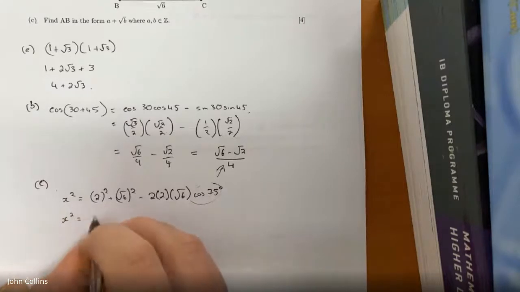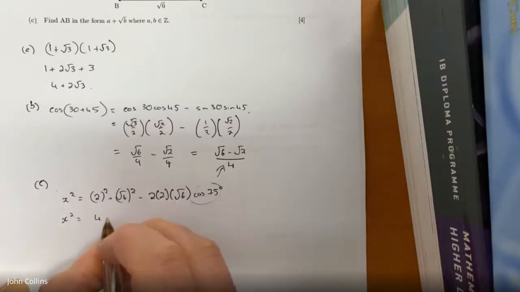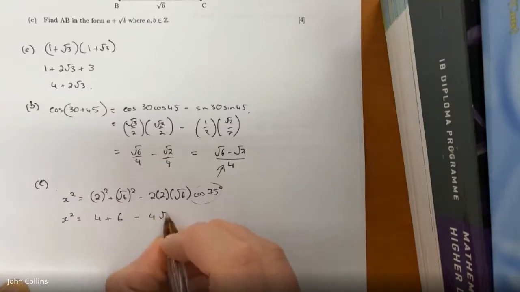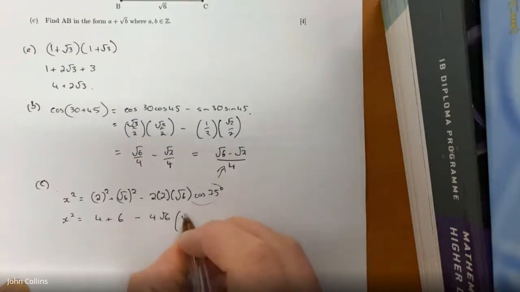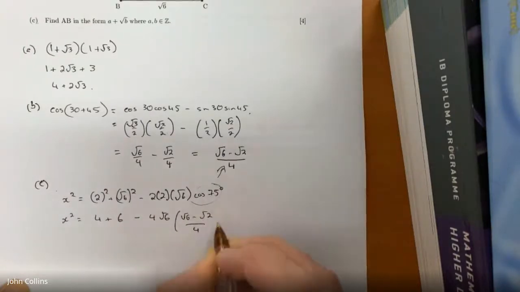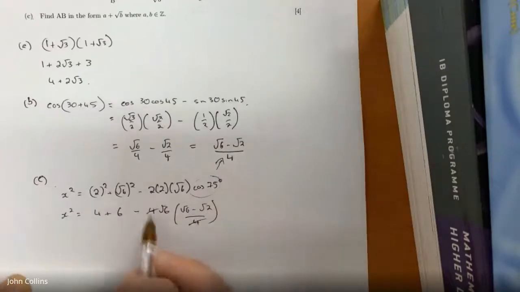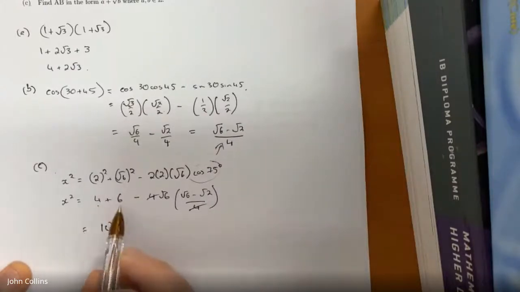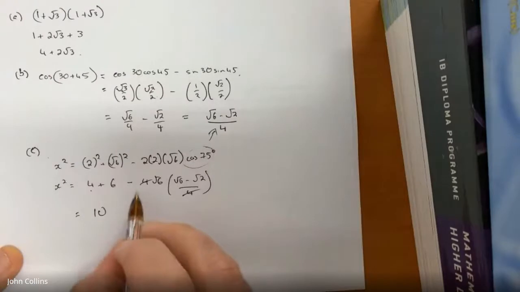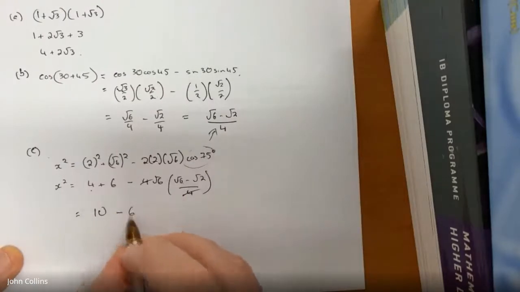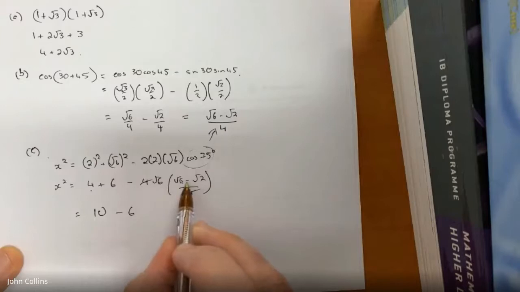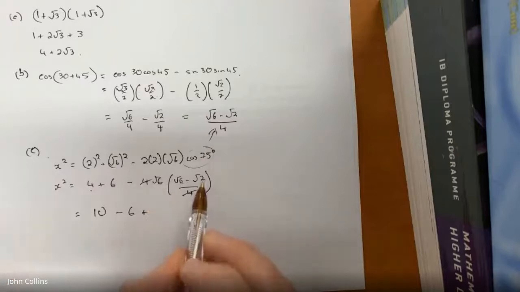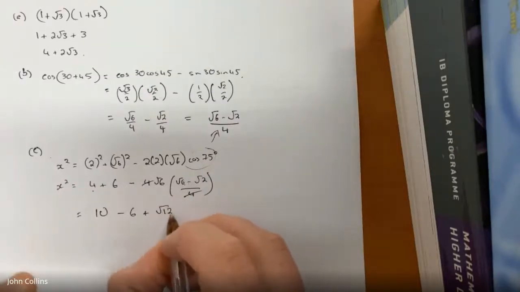Let's just do a little bit of multiplication. That's 4 root 6. That's going to be 4 plus 6 minus 4 times root 6 and cos 75. Let's put it in as root 6 minus root 2 all over 4. The 4s here will cancel each other out, dividing and multiplying by 4. So you have 10 here from the 4 plus 6 minus. Now it's root 6 times root 6, which is going to be just 6. And now minus root 6 times minus root 2, so that's going to be plus anyway. And root 6 times root 2 is square root of 12.